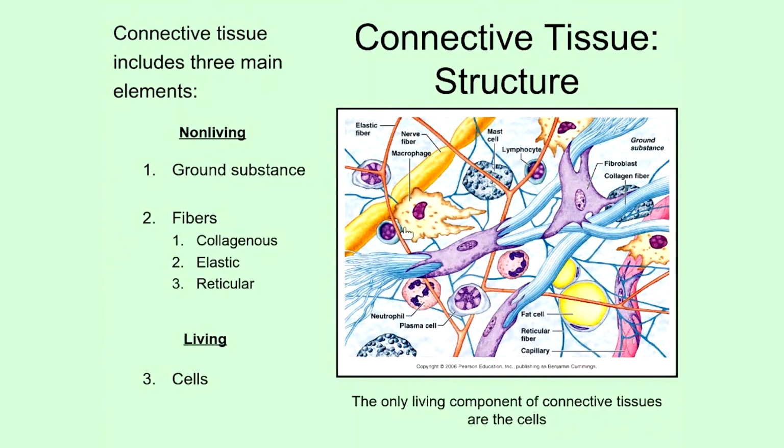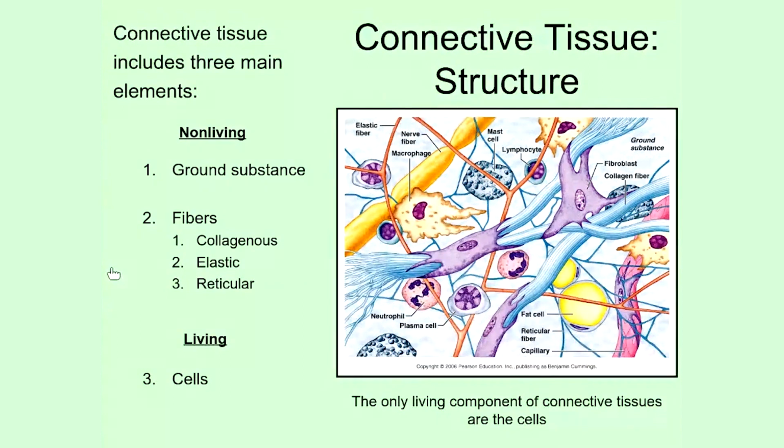We've also got cells, which are the only living component of connective tissues, interspersed throughout it. If you look at these different cells, you'll notice they're of different shapes and different sizes, and the reason for that is that they are different kinds of cells. Some connective tissues, like the one we're looking at right now, have many different kinds of cells within them. Other connective tissues, such as fat, which is a connective tissue, have predominantly a single cell type. But the cells make up the only living component of connective tissues.